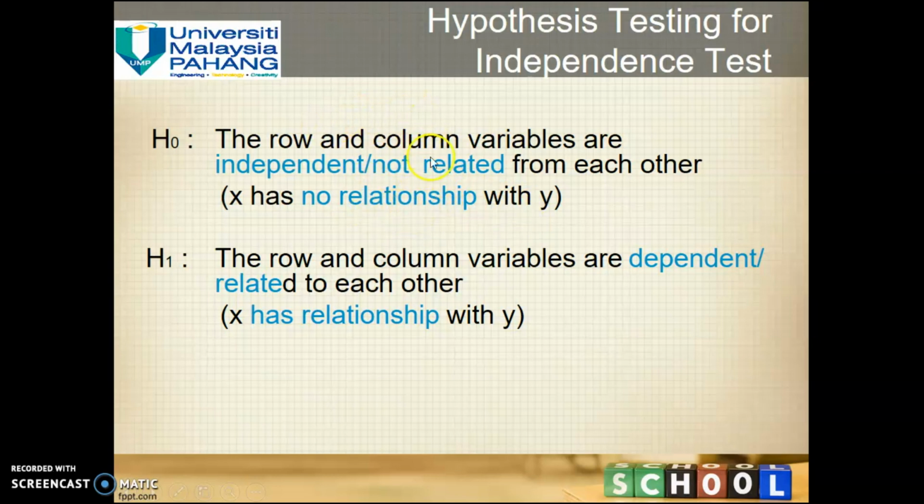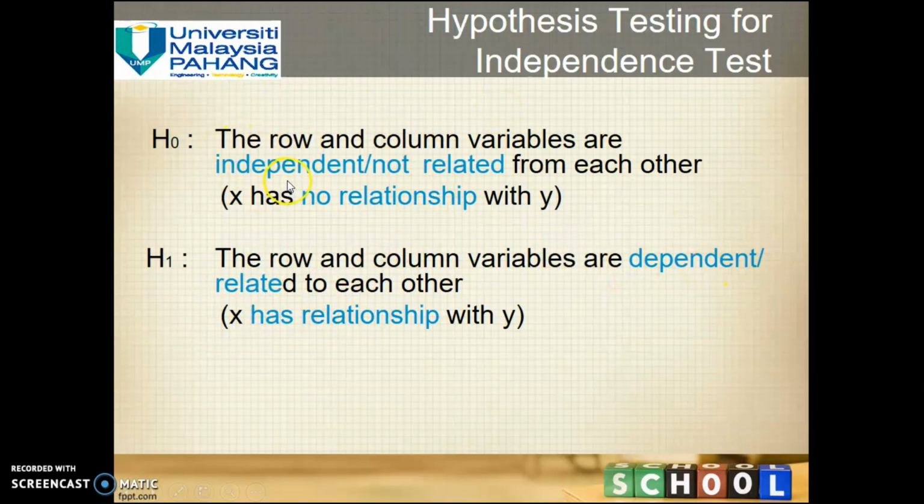Also correct. H0 is about they are not related to each other. They are different to each other. That's why independent, not related, or no relationship. H1 contradicts that. H1 will always be that the row and column variables are dependent.